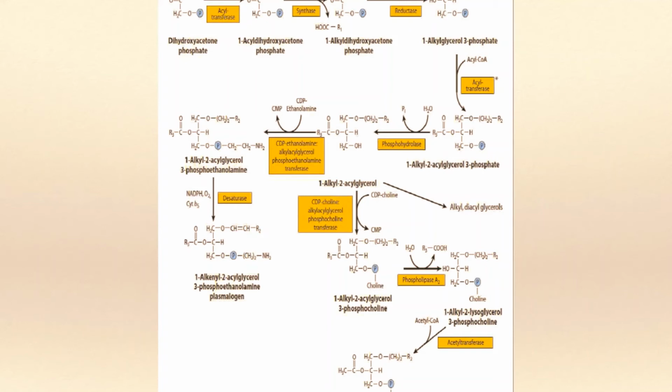It is involved in the inflammatory reactions, and it can also generate free radicals. So that is about the platelet activating factor. And plasmalogens containing ethanolamines are predominantly found in the myelins, whereas plasmalogens containing choline are found in the cardiac muscles. So in this way, these different plasmalogens are synthesized.